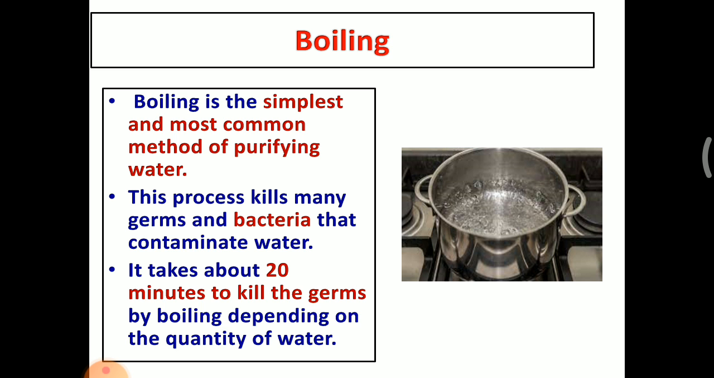The first process is boiling. Boiling is the simplest and most common method of purifying water. This process kills many germs and bacteria that contaminate water. It takes about 20 minutes to kill the germs by boiling, depending on the quantity of water. Normally we boil the water in our home. It is the best method of purifying our water. It takes 20 minutes to kill germs present in the water.